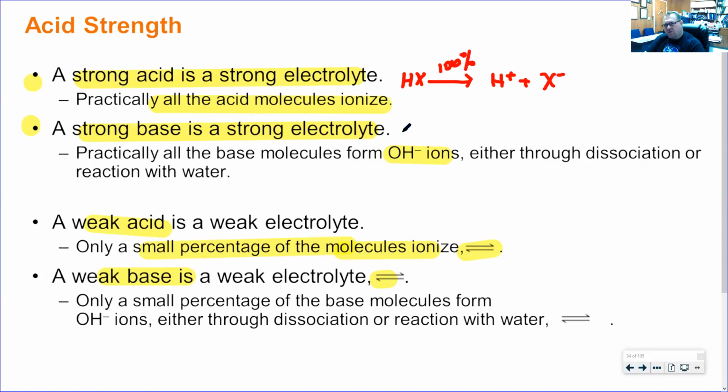And the same would be true if it were the base. So if it were BOH, whatever B might be, it would be a single arrow, and it would be the B plus and the OH minus. It's 100% dissociation in the system. Now on these weak systems, it's a partial. And if we represent a weak acid as the letter A, the partial ionization means that an equilibrium is established.